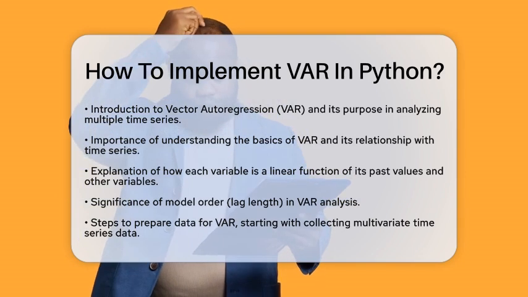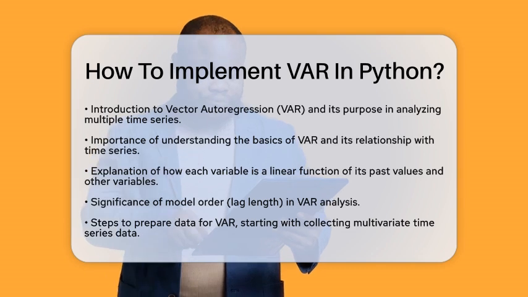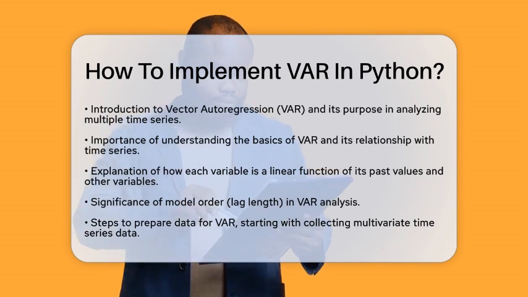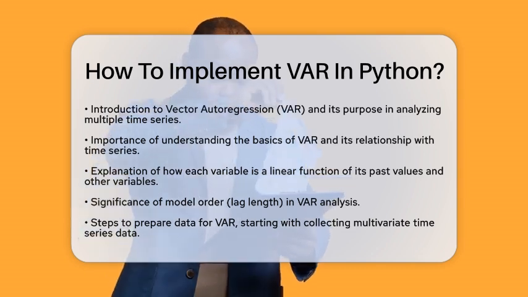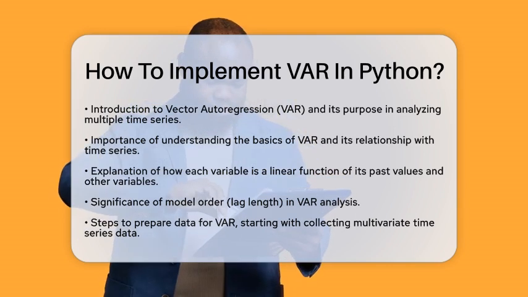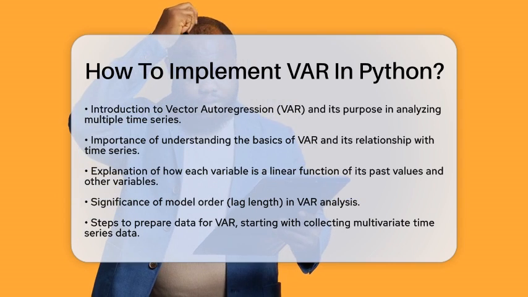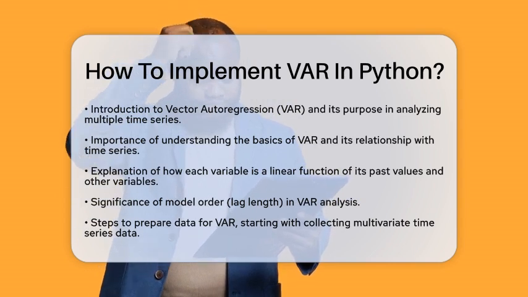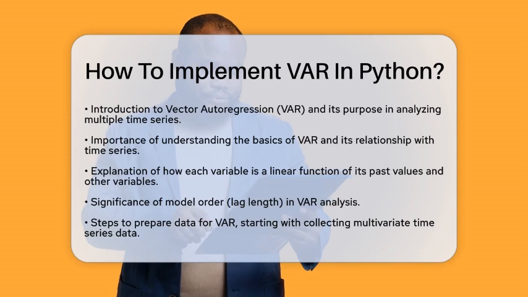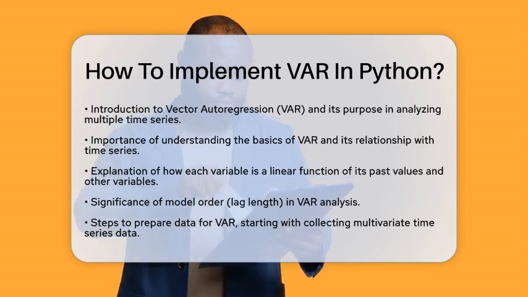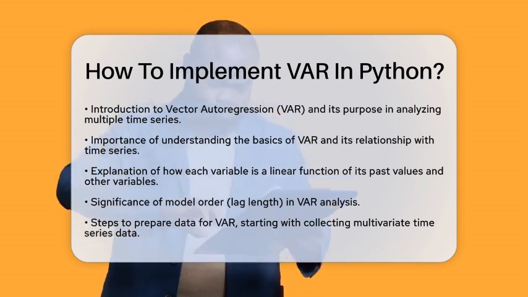First, understanding the basics of vector autoregression is essential. This model captures how multiple time series relate to one another over time. Each variable is expressed as a linear function of its past values and the past values of all other variables in the system. The model order, or lag length, is important because it determines how many past observations you will consider.